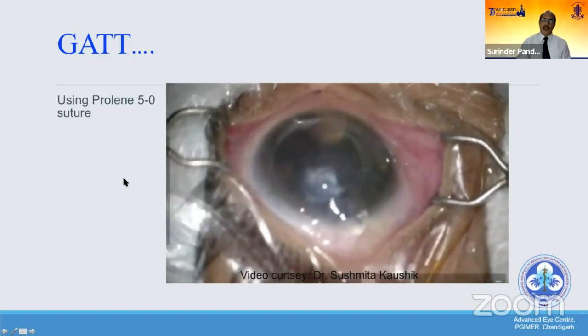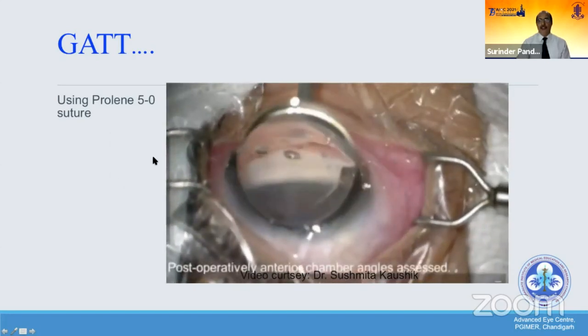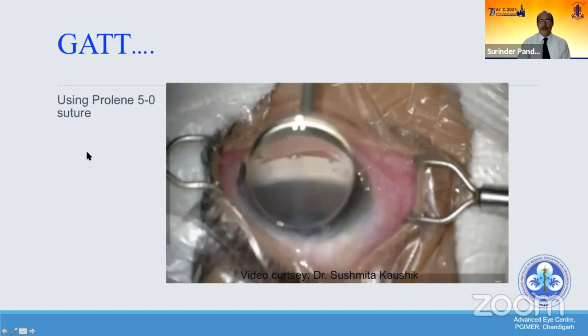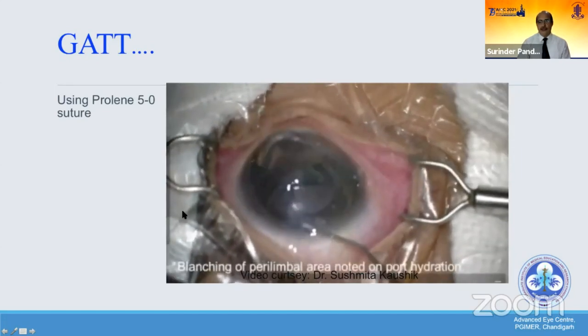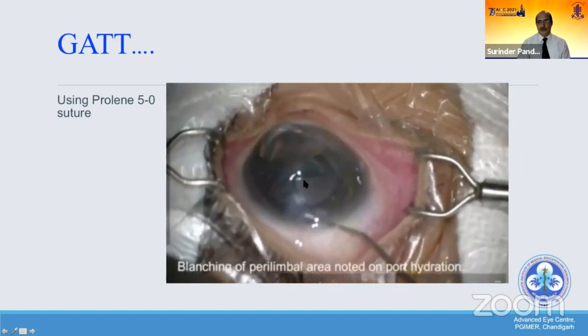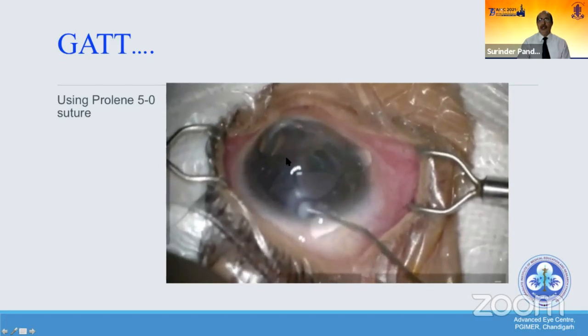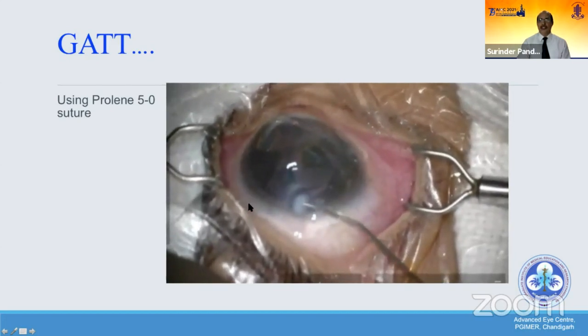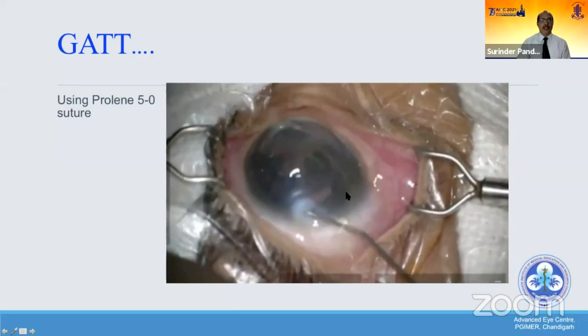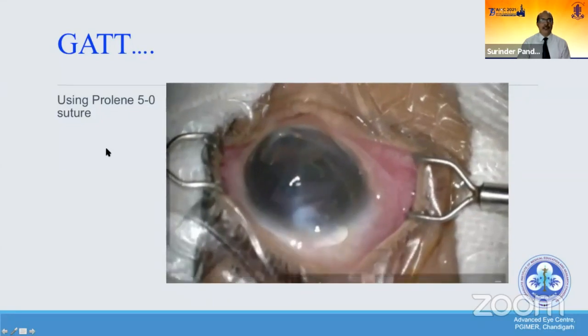the anterior chamber directly with the Schlemm's canal, and then you can inspect. Usually hyphema would happen in this condition, though we haven't noticed it so far. After that, you remove the viscoelastic and just hydrate the ports, and your procedure is basically done.